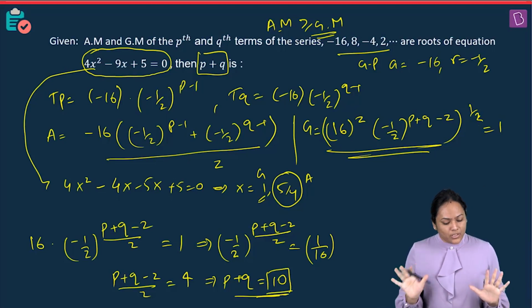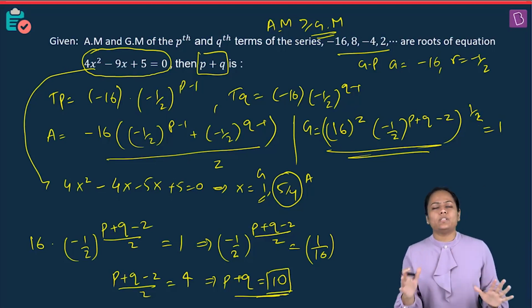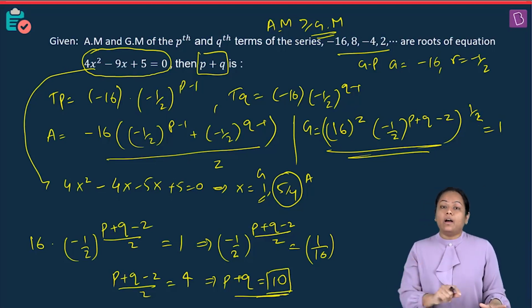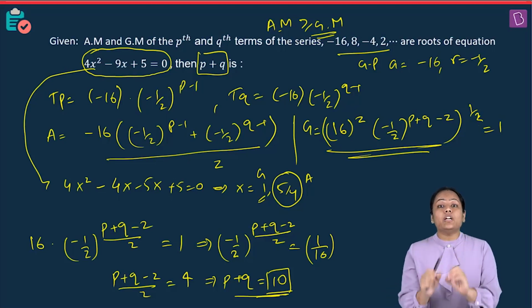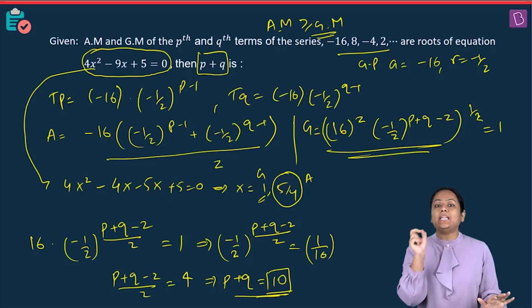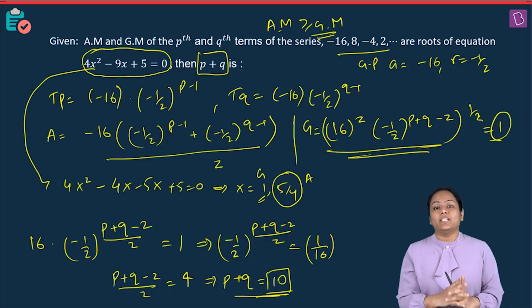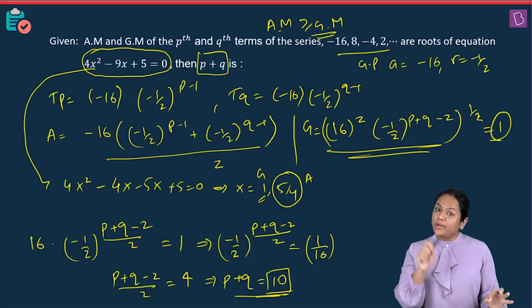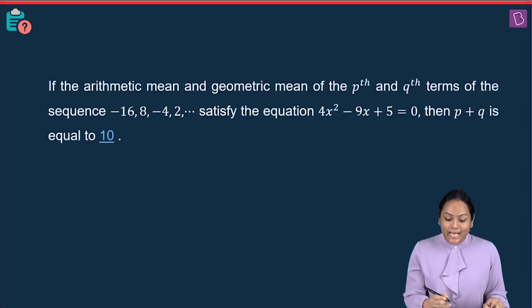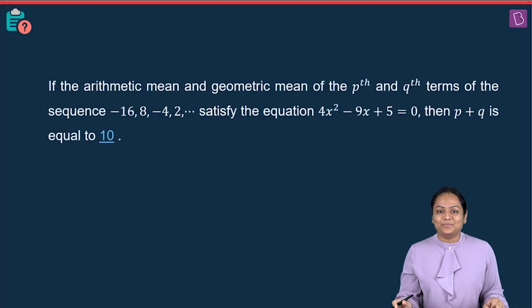Understood, guys? The question was, I would say, on a moderate level. You have to find roots as well as the arithmetic mean and geometric mean. But do not equate the arithmetic mean, equate the geometric mean to 1. That will actually simplify the calculation. So the final value of P plus Q is 10. That will be the answer.